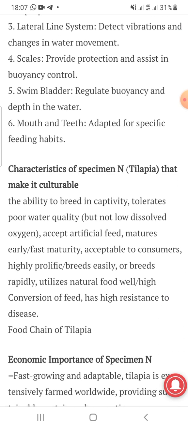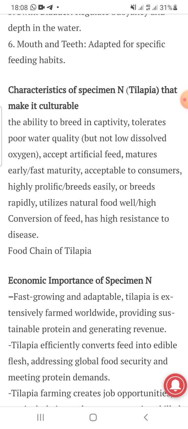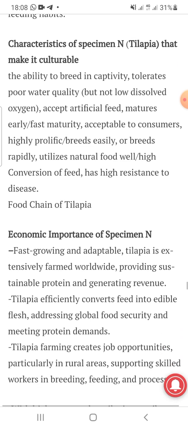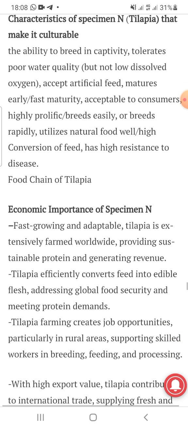Characteristics of specimen N, tilapia, that make it culturable: the ability to breed in captivity, tolerates poor water quality but not low dissolved oxygen, accepts artificial feed, matures early, fast maturity, acceptable to consumers, highly prolific, breeds easily or breeds rapidly, utilizes natural food well, high conversion of feed, has high resistance to disease. Food chain of tilapia.